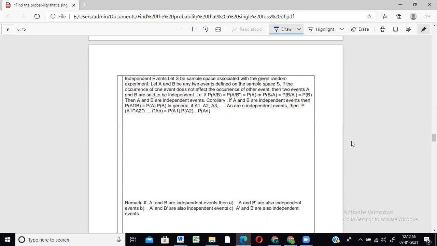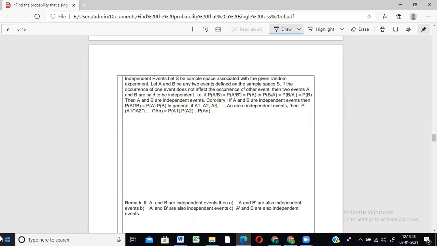If you have two events A and B, and the probability of occurrence of one event does not affect the occurrence of the other event, then the two events A and B are said to be independent, and the formula is as given. If probability of A given B, which will be equal to probability of A given B dash, will be equal to probability of A, or it is the reverse, then A and B are independent events.